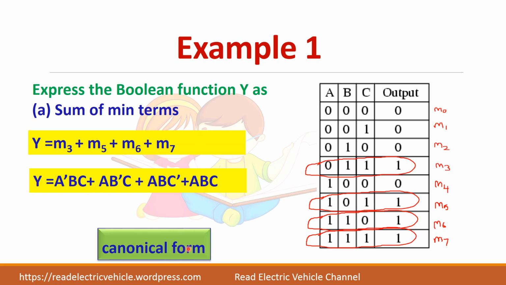This is said to be in canonical form because all the variables are present in all the terms. So it is a canonical form. Normally one notation is actually used to express the sum of minterms, which is Y is equal to sigma. Sum means we normally represent sigma, small m, bracket you can write these numbers 3, 5, 6, 7. So instead of writing the whole equation, you can write it in this way also.